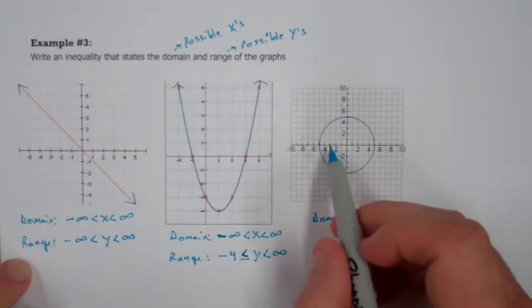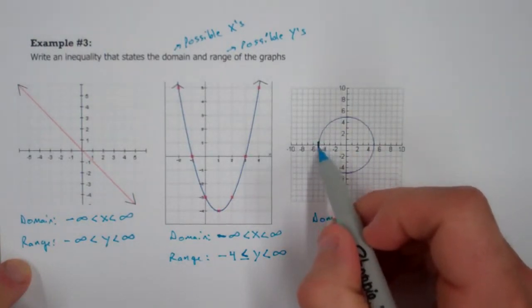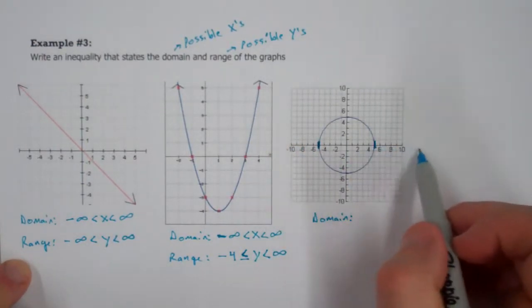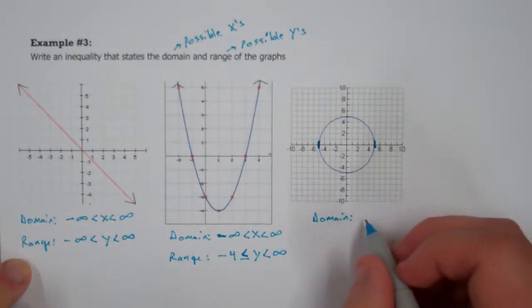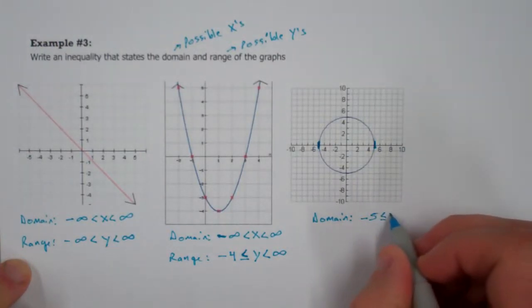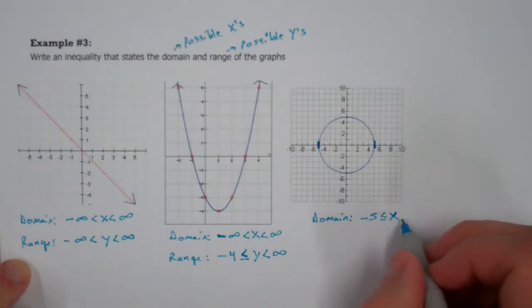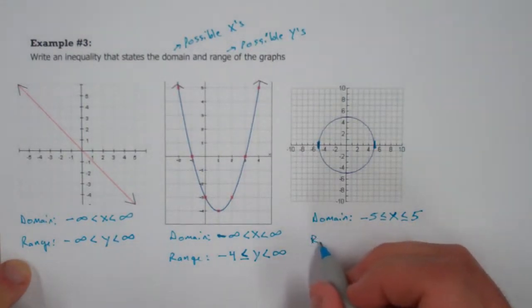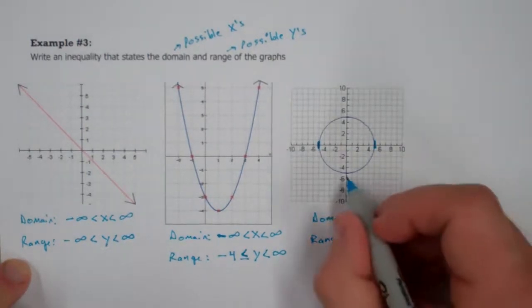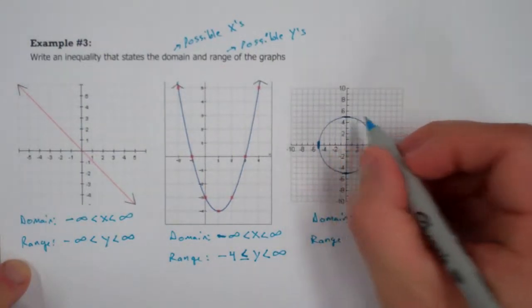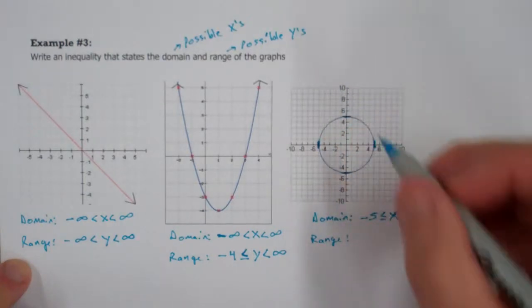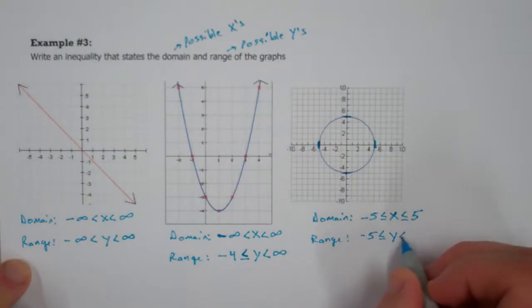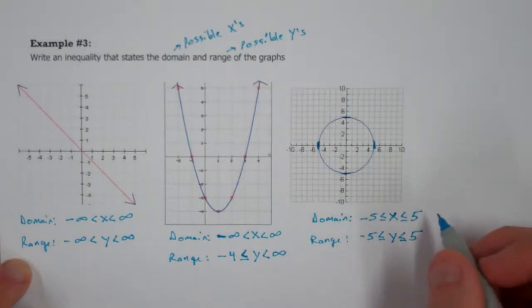The domain for this one, we want to go to the leftmost value of x and the rightmost. The graph doesn't exist to the left or right of these values, and so we need to state that as an inequality. X could be in between -5 and 5. The range is similar. The range is from here to here. Nowhere does the graph exist outside of those values, and it looks like that's -5 less than or equal to y is less than or equal to 5.